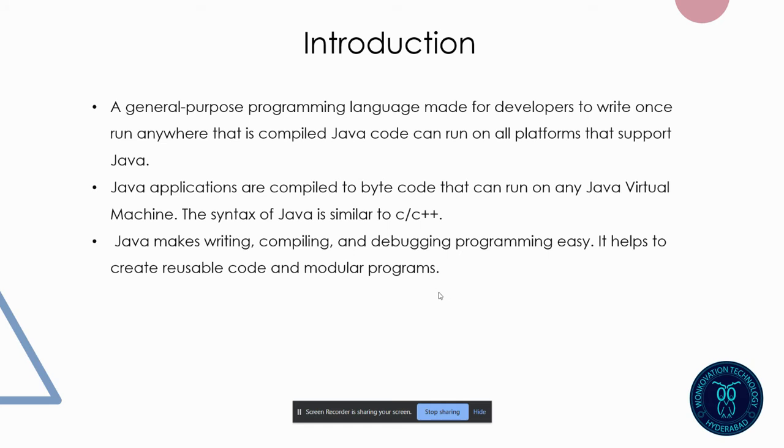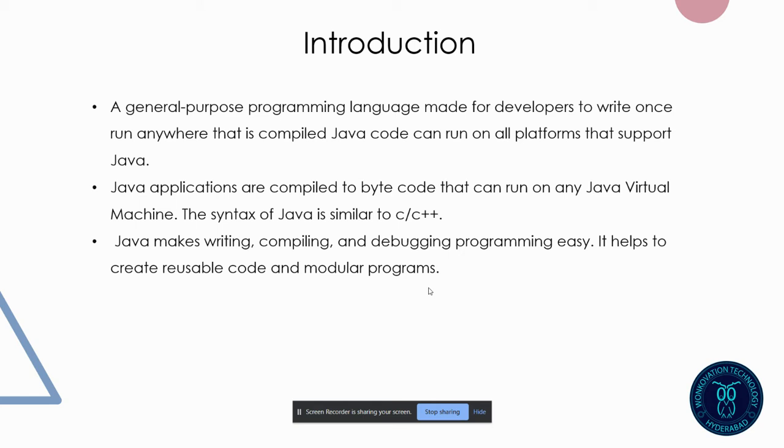Now, Java is a class-based object-oriented programming language and is designed to have as few implementation dependencies as possible. It is a general-purpose programming language that lets developers write once, run anywhere, meaning compiled Java code can run on all platforms that support Java. Java applications are compiled to bytecode that runs on any Java virtual machine.